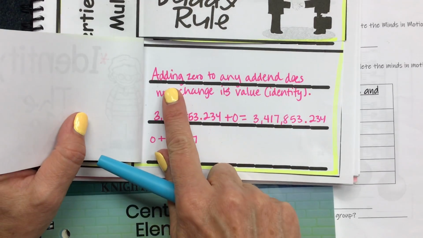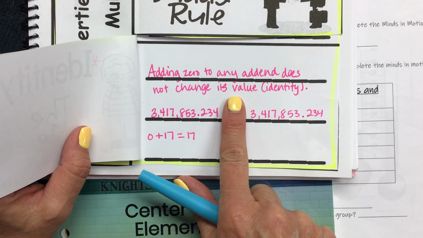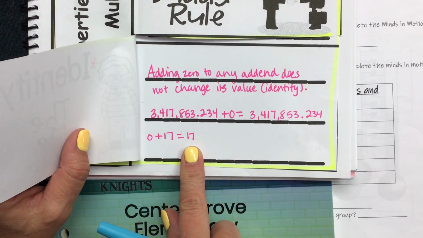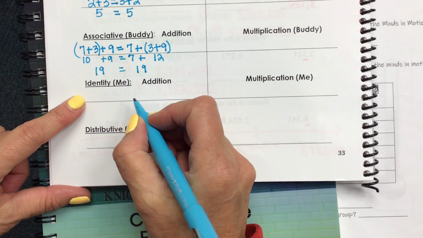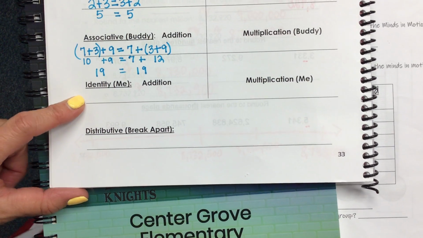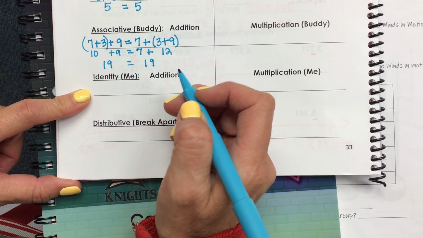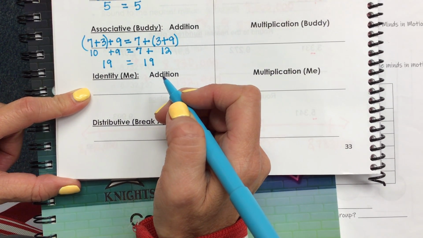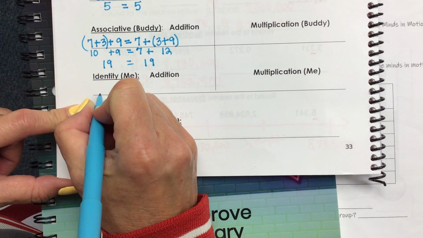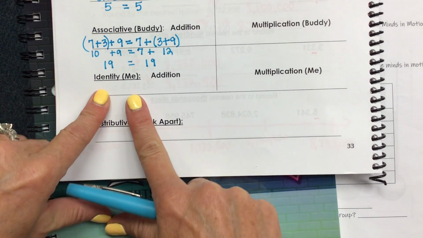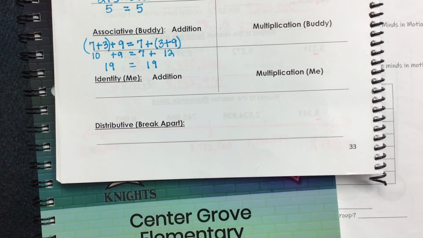Okay, let's look at the identity property. Adding 0 to any add-in does not change its value. Okay, and we did large numbers here. We did 0 plus 17. That was Ricky's example yesterday. Who has an identity example over here for me? Caden. 6 times 6 equals 18 plus 8. Okay, so I need something. Remember, identity means we're adding 0. So I need a number plus 0.